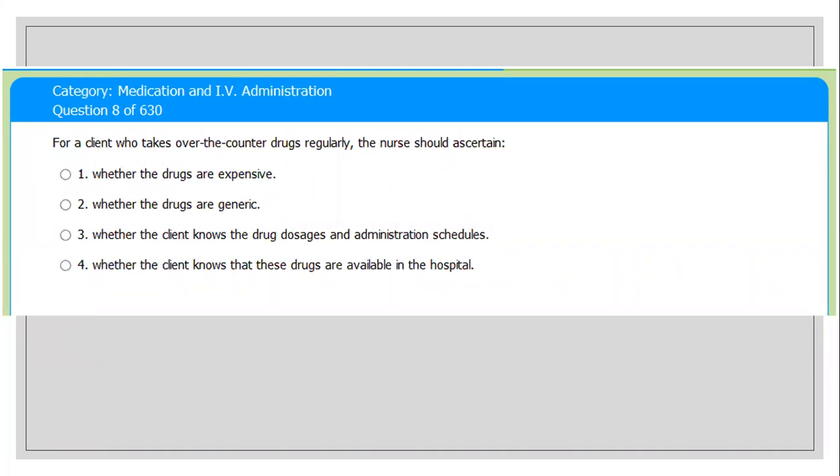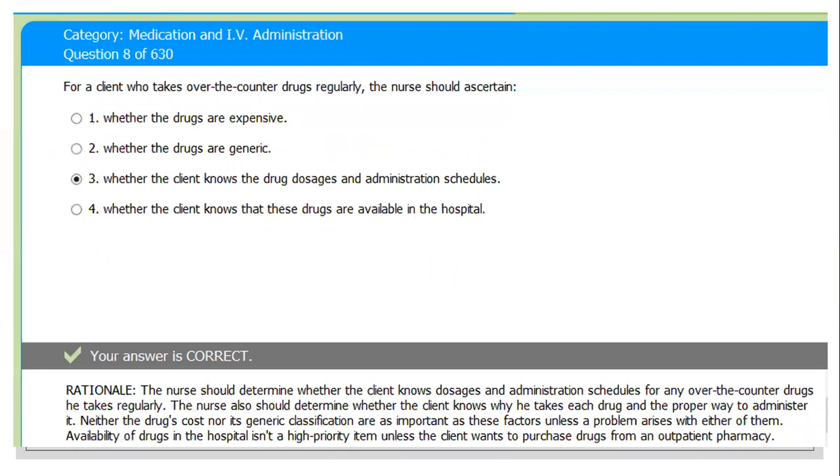Easy example, like proton pump inhibitors. The proton pump inhibitors we take, like omeprazole, esomeprazole, we take for gastric ulcer. It is good to take before food, but antacid is good to take after food. Like iron, it is good not to take with antacid, not to take with milk or dairy products. And also number 4, when the client knows that these drugs are available in hospital, it is also not a priority.